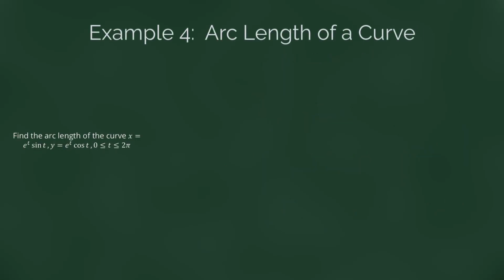We'll do one more application. We're going to now find the arc length of the curve defined by the parametric equations x equals e to the t sine t and y equals e to the t cosine t, where t again is varying from 0 to 2 pi. So we know that the length is going to equal the integral from 0 to 2 pi of the square root of the derivative of x with respect to t. So we have to use the product rule there.